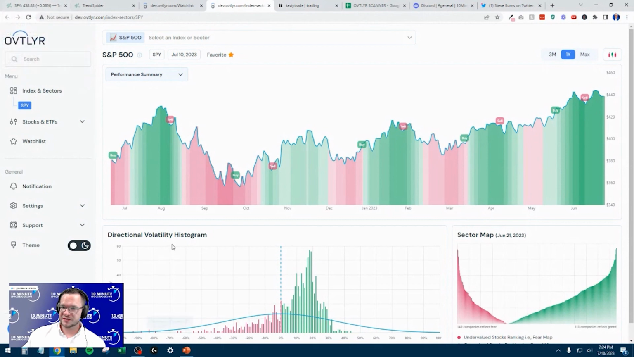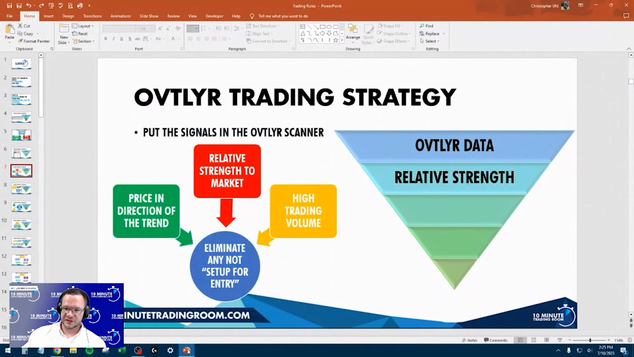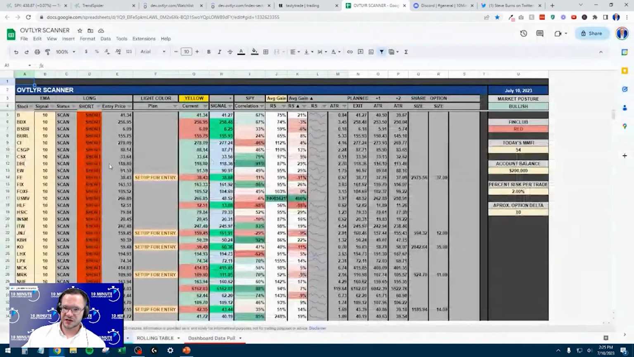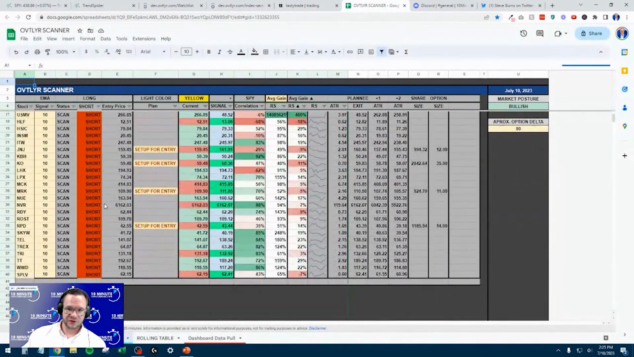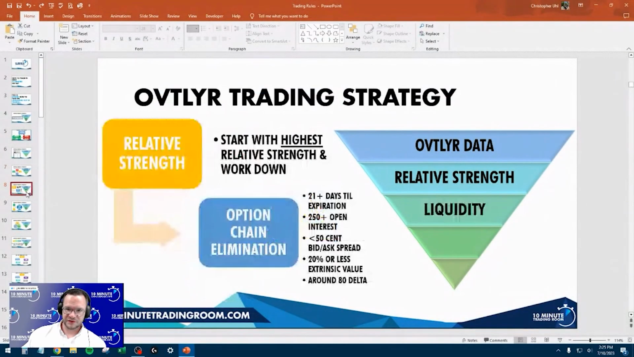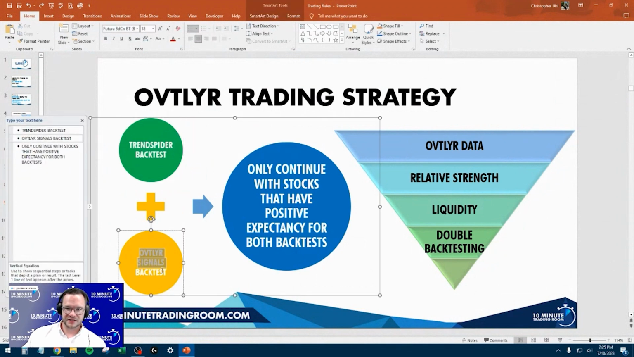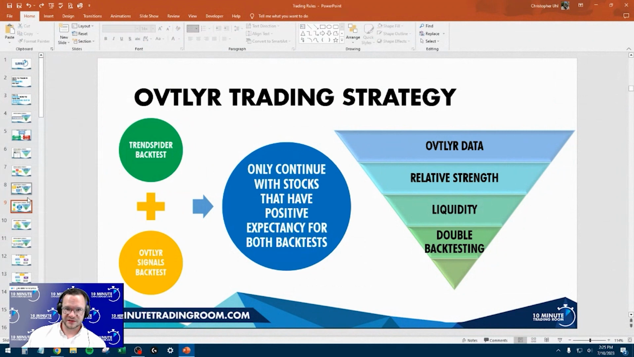So going to the next step, we're only looking short, and we've got the list for the day. Now, I put these in the relative strength scanner. I'm sorry, not this relative strength scanner, the outlier scanner, which is based on the relative strength scanner. Several of them did pull through, all in the shorts. And just for saving you guys some time, I looked at the liquidity. I looked at the double backtesting, which includes the trend spider backtest and the outlier signals backtest.